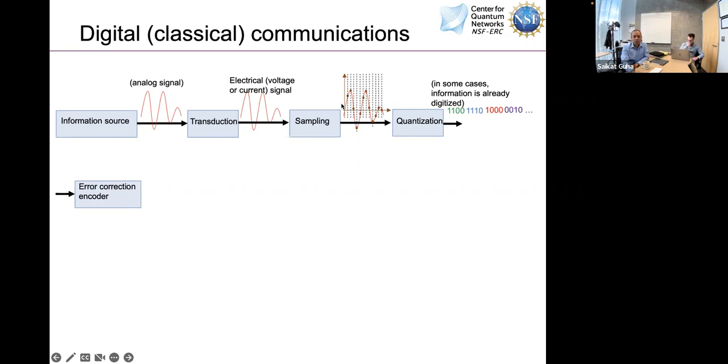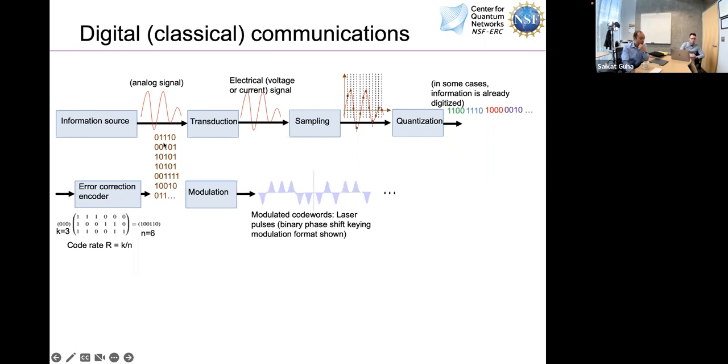Now, almost always, before you send this information onto the channel, you go through another step that is called error correction. So you encode this information. So take each of those, say, packets of 4 bits that I've shown here, and you encode it into a longer stream of bits. So this is an example of a rate half code, where you take 3 bits and encode them into 6 bits. So I'm adding redundancy to my information.